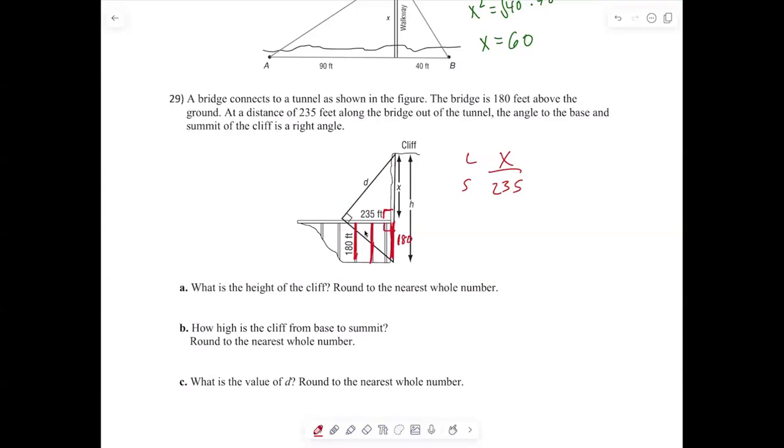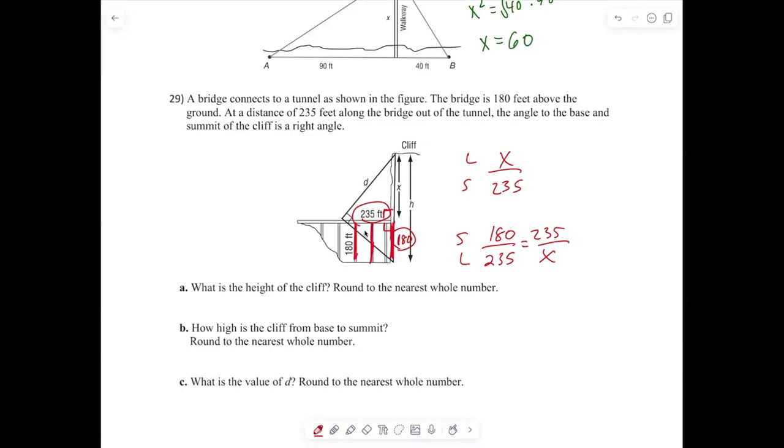So now I see these numbers, 235 and 180. Do we agree with that? So I'm going 180 over 235. That's a short leg and a long leg, correct? So now I have 235 over X. Is that helpful, Sophia? Do you see it now? Yeah, that was tricky.